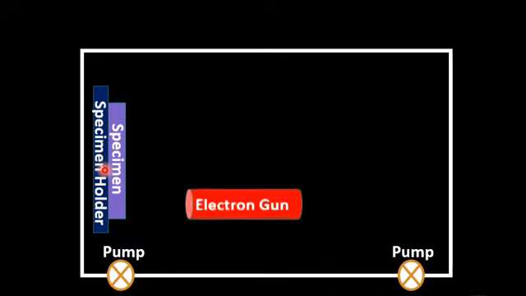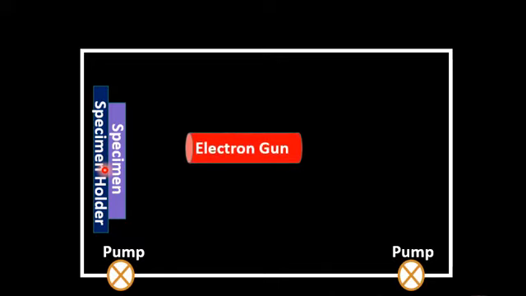The specimen holder melting temperature must be higher than the specimen or the sample which is under observation for Auger electron spectroscopy. So the specimen or sample from which we want to generate Auger electrons is placed on a specimen holder in the Auger electron spectroscope. The Auger electron spectroscope has an electron gun inside.